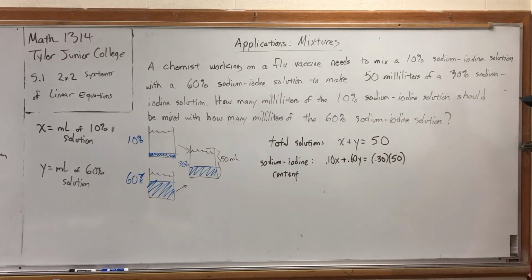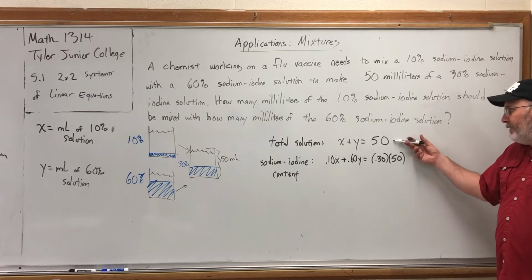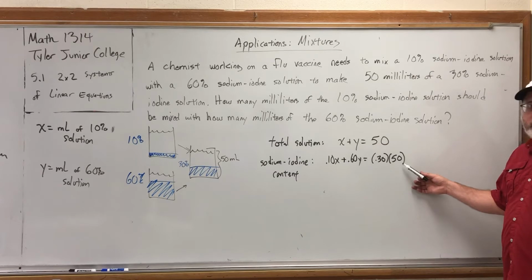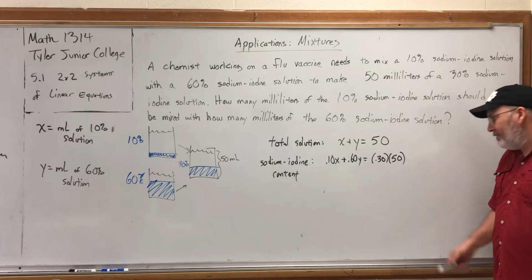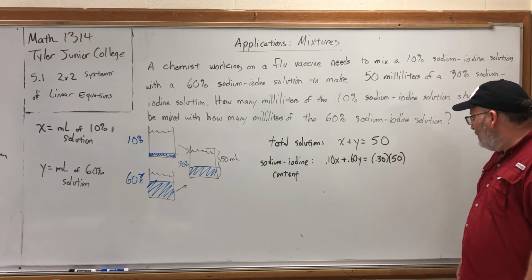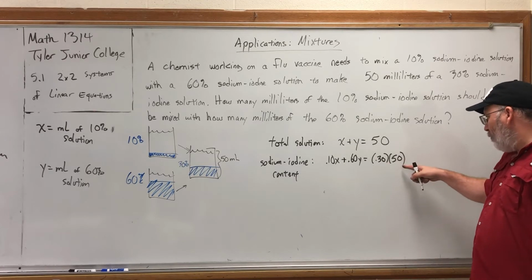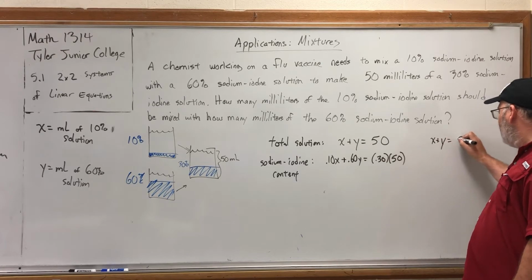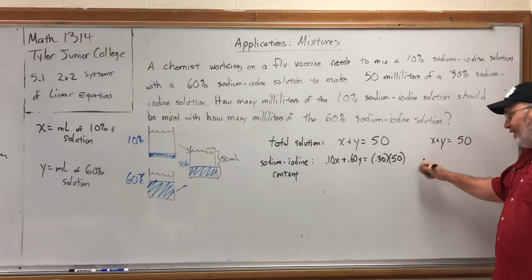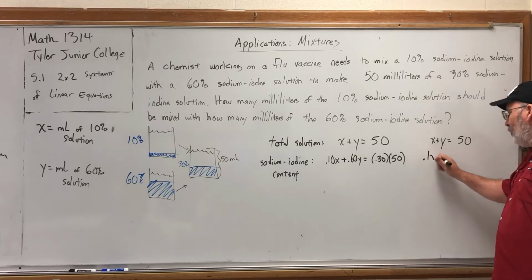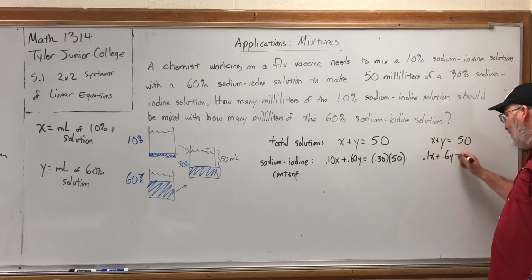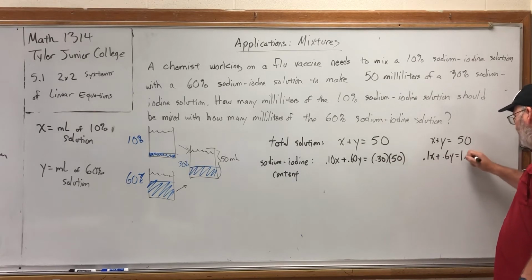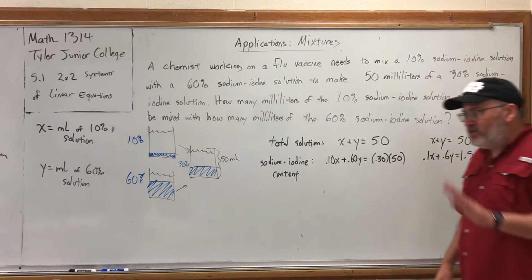And we have our two equations. We need 50 total milliliters of solution, and we need 30% of 50 milliliters of sodium iodine. Let's go ahead and multiply these and call it 1.5, which it is. First equation is x plus y equals 50. Second one, if I eliminate the unnecessary zeros, 0.1x plus 0.6y equals, and 0.30 times 50 is 1.5. And now we have a system of equations, and it's no longer a word problem.